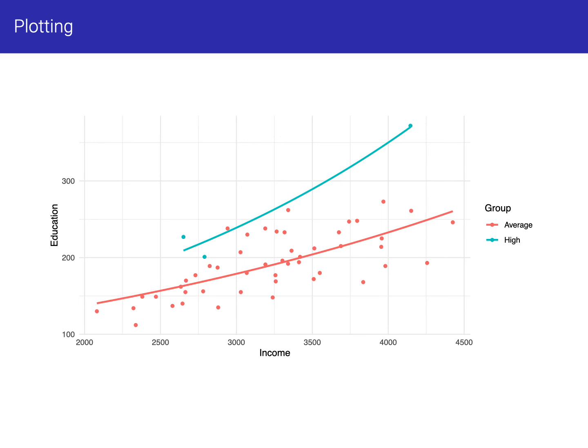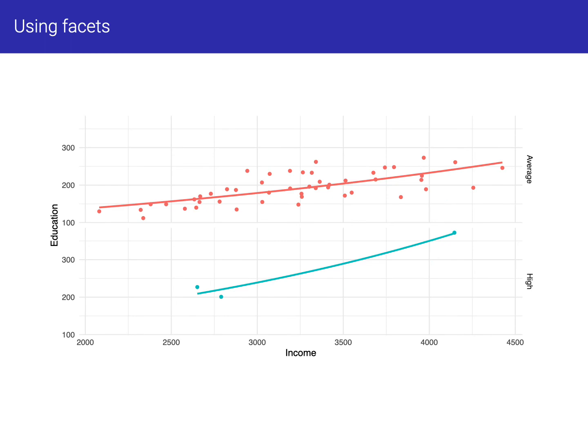Here, what we notably see in this interaction plot is that the relation between income and education is an increasing relation, but it increases at a faster pace for the high group than for the average group. And again, we could use different colors, but we could also use a faceted plot like this if we want to crowd the graph a little less. That's another way of doing that.